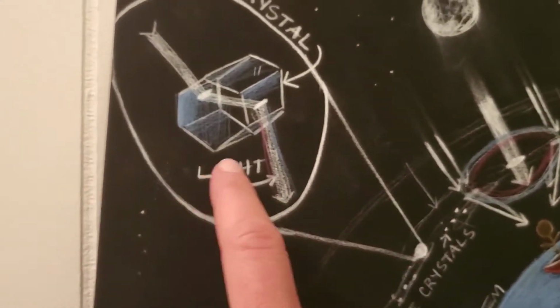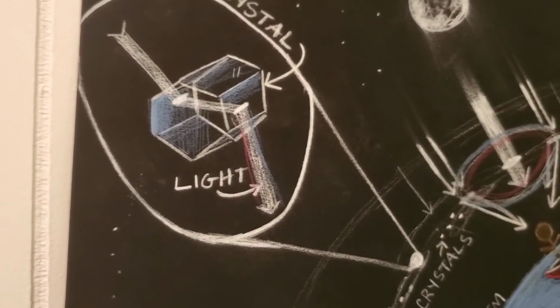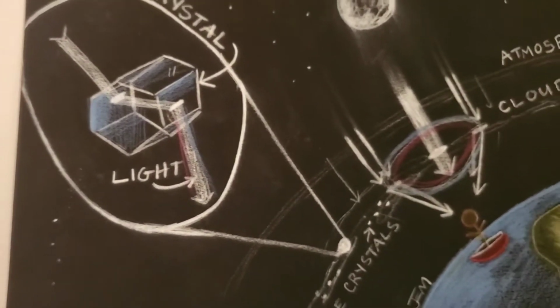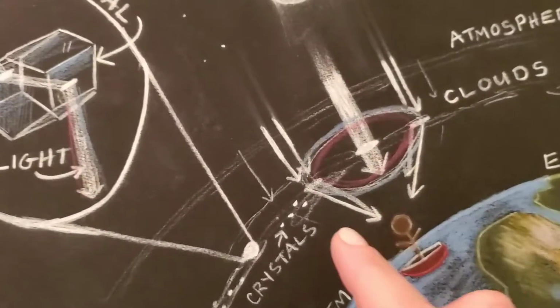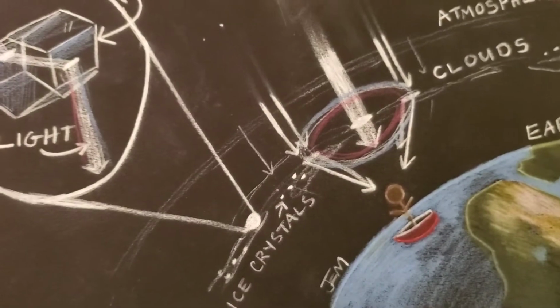But if the ice crystal was a slightly different shape or sitting in a different way or a different kind of configuration, it might bend it at a different angle. But usually it's this kind of ice crystal and it bends it at 22 degrees.